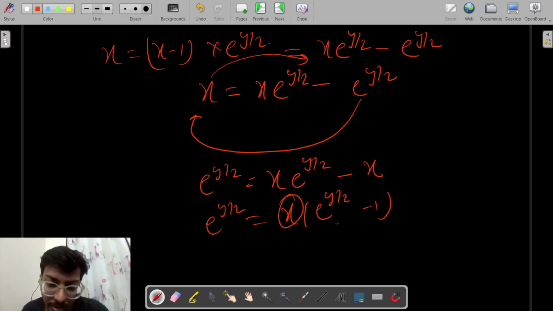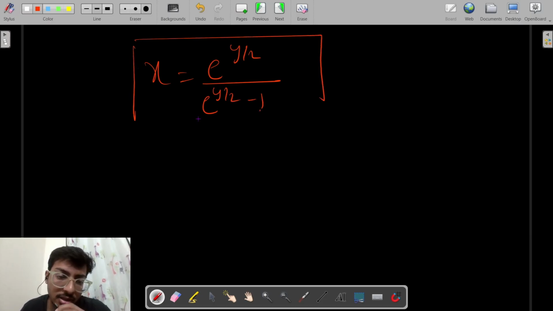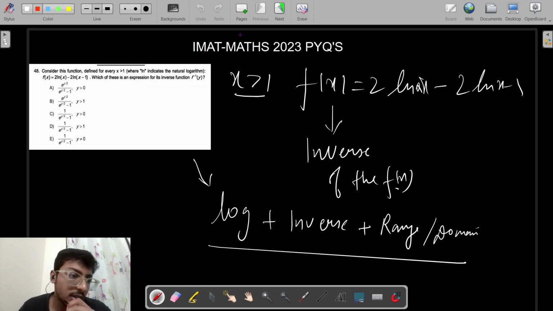So x is nothing but e to the power y by 2 upon (e to the power y by 2 minus 1). This is the inverse of the function. If we come back to the question and see, there are two options, option a and option b. Both of the options are exactly the same, that is e to the power y by 2 upon e to the power y by 2 minus 1.